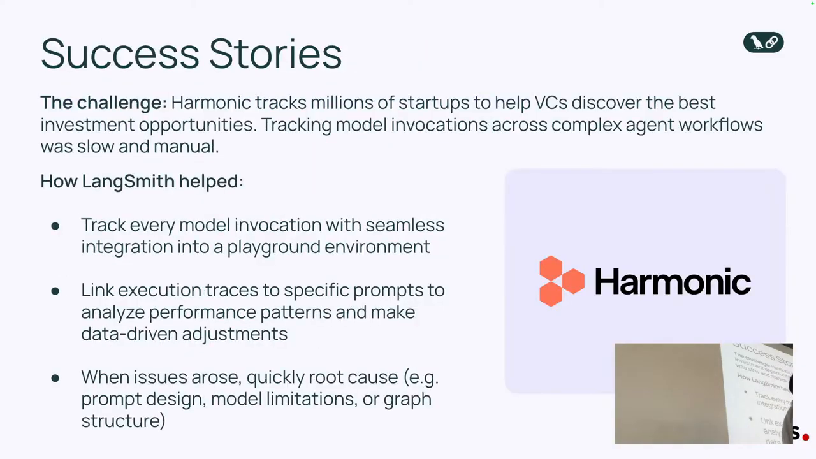Okay, and let's check the success stories. I prepared two success stories. First the Harmonic company, second is Clay. Harmonic tracks a lot of startups to help VCs. It's really a database agent, I would say. The main problem was that it was really expensive to use. The evaluation helped make the data ready to push the agent to production. It also helped with issues and hallucinations that came up.